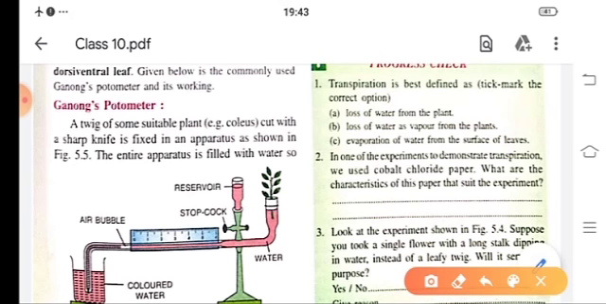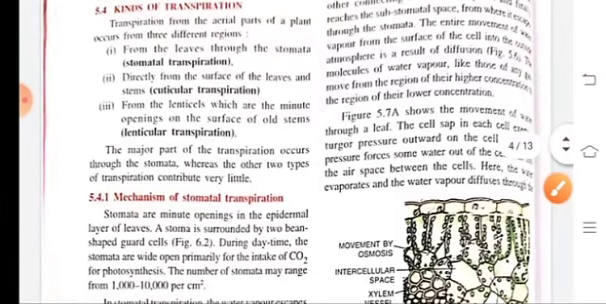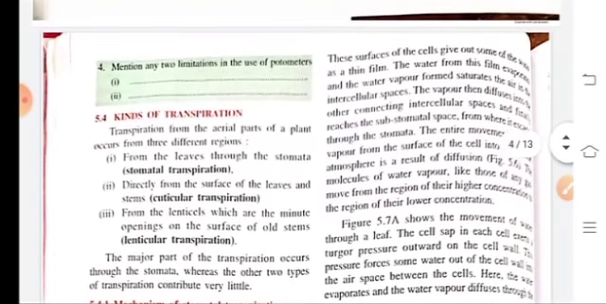So how does this happen? Due to transpiration, a suction force is created in the capillary tube, and due to this suction force, the air bubble present inside the capillary tube moves from its position. So this shows the rate of transpiration through the potometer method.